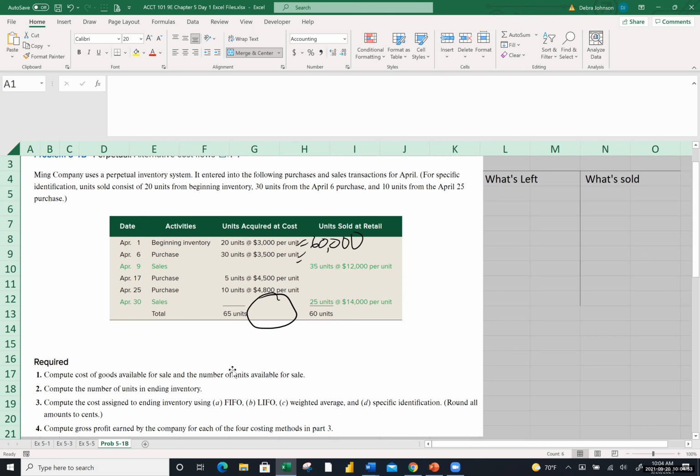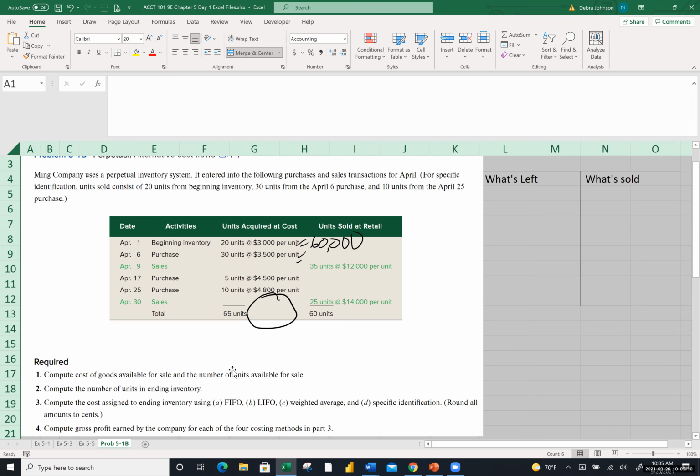There's two main reasons as to why it would be needed. Either the inventory's been destroyed, or you're doing interim financial statements for some reason and you need an estimate of what your gross profit is. That's what we'll do next time.